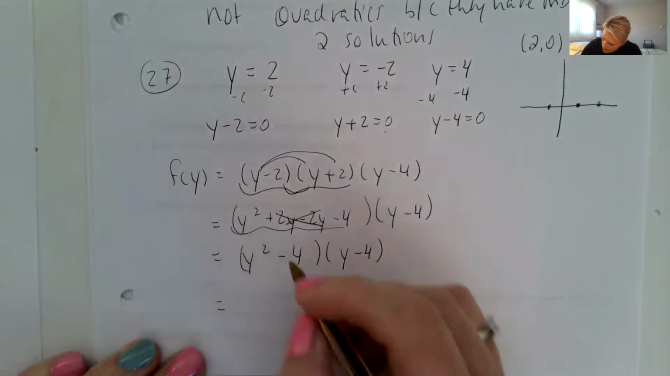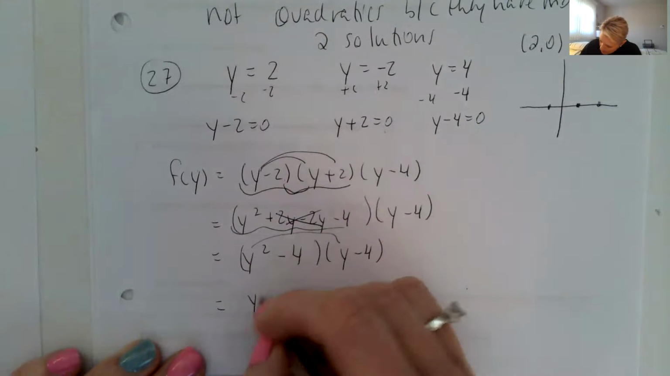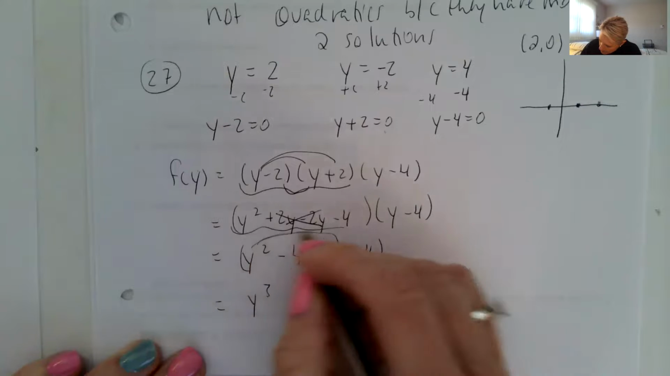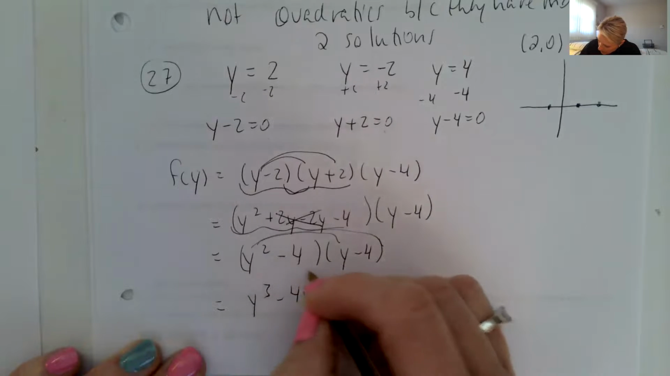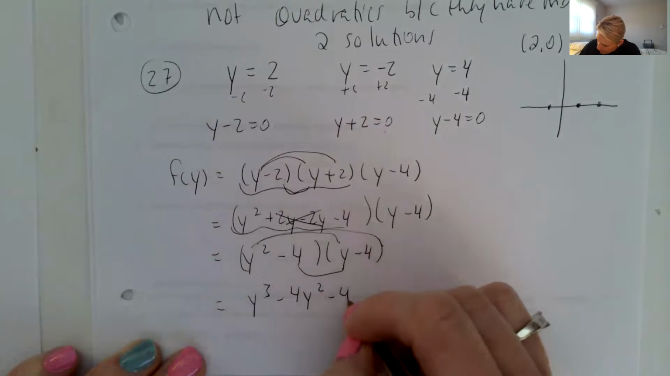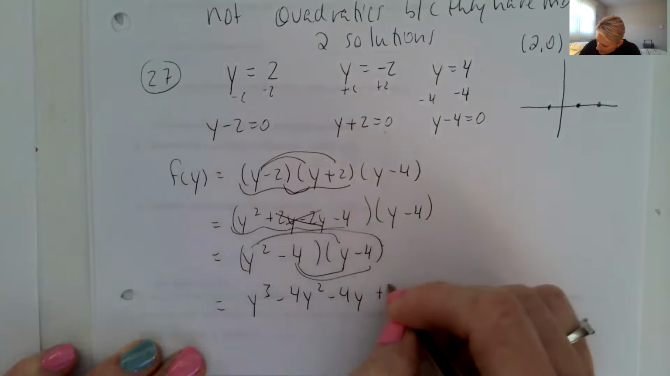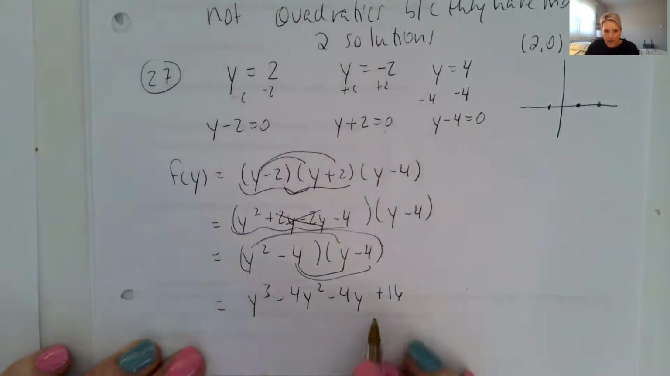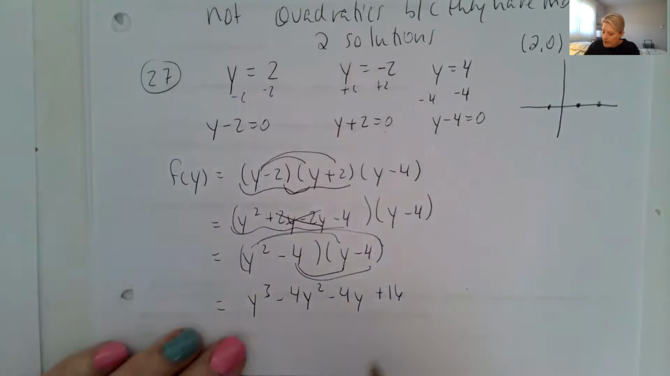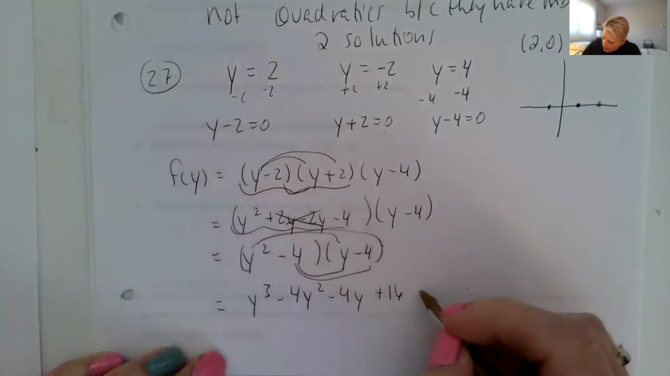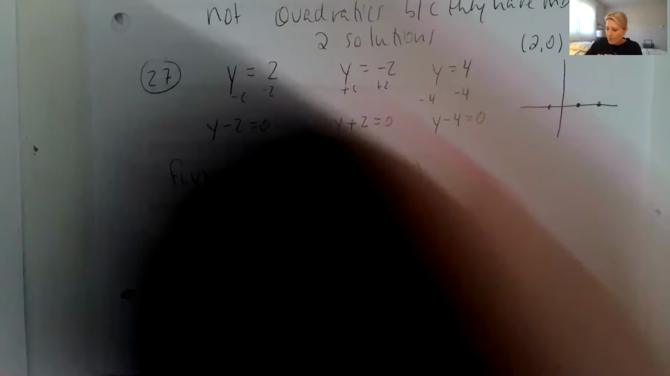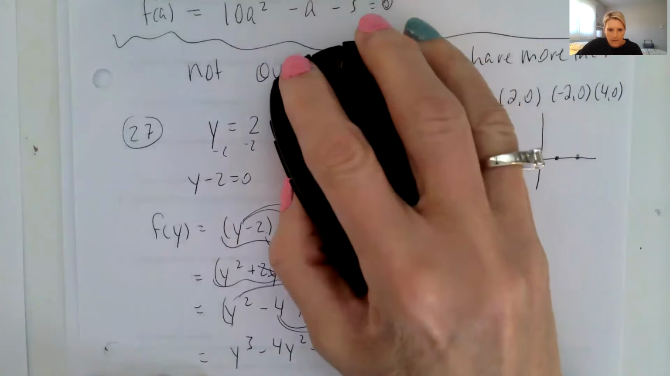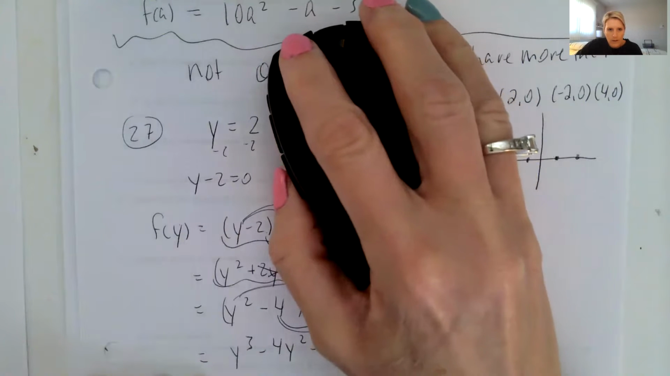So we're going to FOIL again. So that becomes y cubed minus 4y squared. This one is minus 4y, and then plus 16. So we don't have any like terms, but this is our equation. So let's put this into Desmos so you can see what this graph looks like, because it should go through these 3 points. Let's just go to Desmos to try it out.